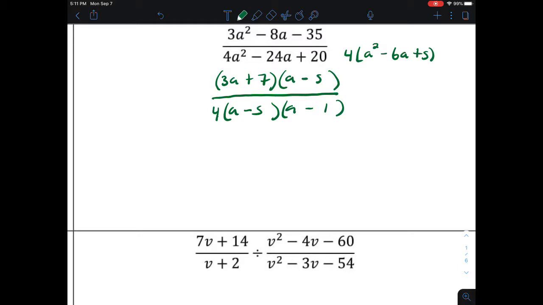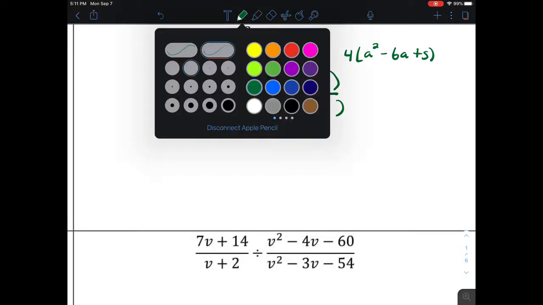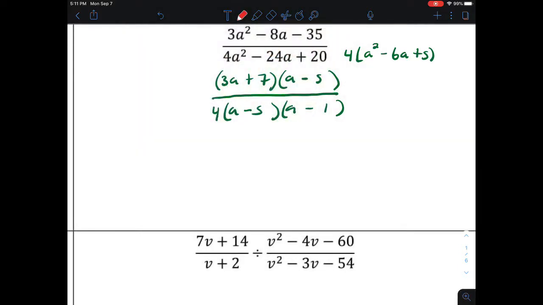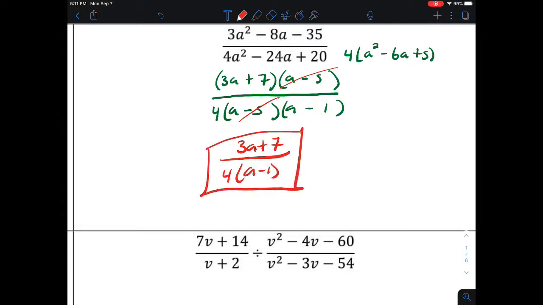And so it factors like this. Now we look and we have identical factors that can cancel. I can cancel out the a minus 5's and then write what remains. And what remains is 3a plus 7 over 4 times a minus 1. And we've simplified the problem.